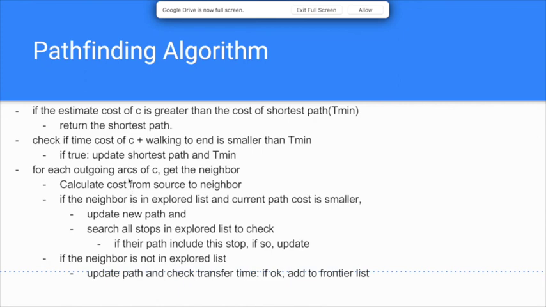Then we search all the neighbors, calculate the cost, and check whether the next stop has been explored. If so, and the cost is smaller, we update the nodes in the explored list and all the paths that pass through these stops. If the stop has not been explored, we just update the path and check if the transfer time is okay. We add it to the frontier.